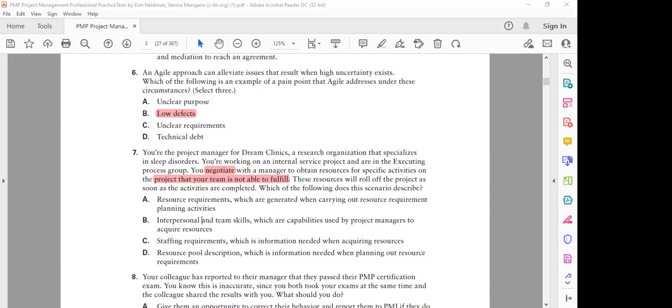Mr. Naveed and Mr. Mohsen, yes, you are correct. And Heather also, yes. And when you are negotiating, it means you are practicing your interpersonal skills to acquire the resources.